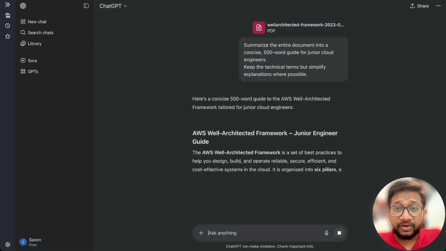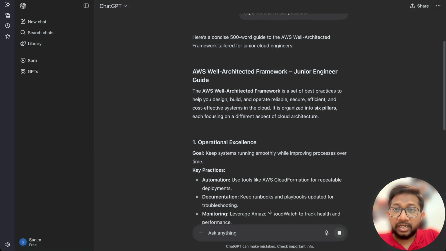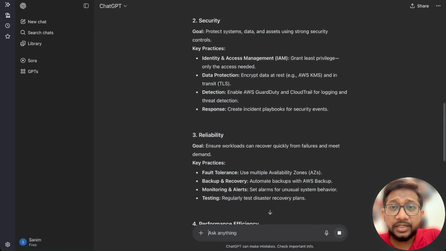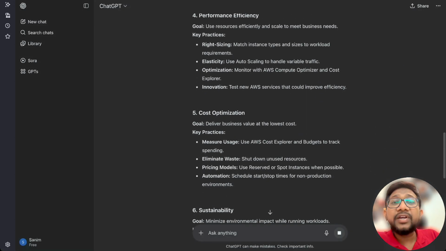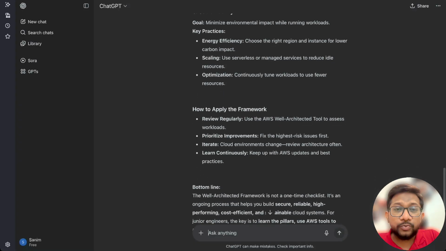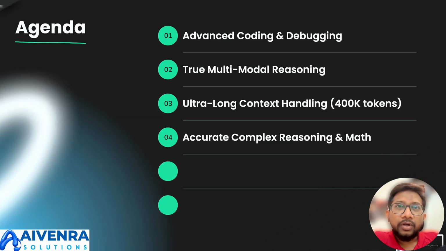But look at this, GPT-5 created an impressive guide that covers all 6 pillars: operational excellence, security, reliability, performance efficiency, cost optimization, and sustainability. What's impressive is the level of detail. For each pillar, it's giving practical examples and specific AWS services. It actually read and understood the entire document, not just skimmed it. Please try it out.